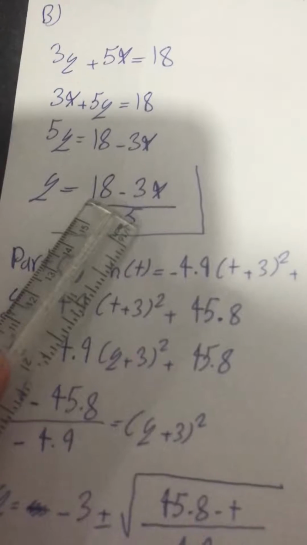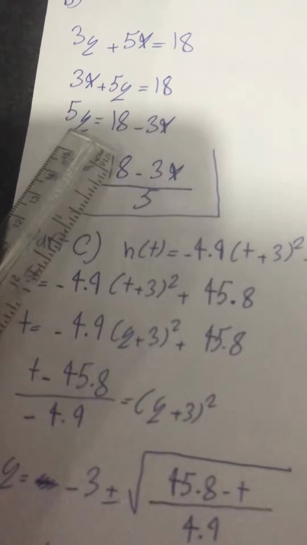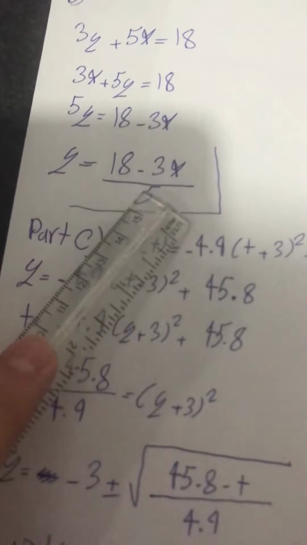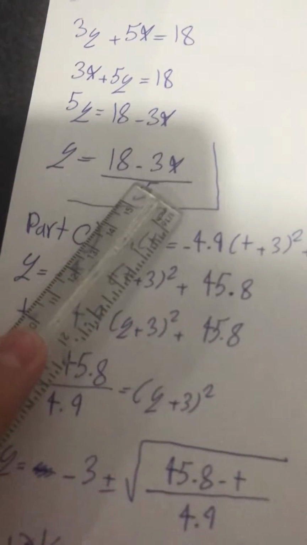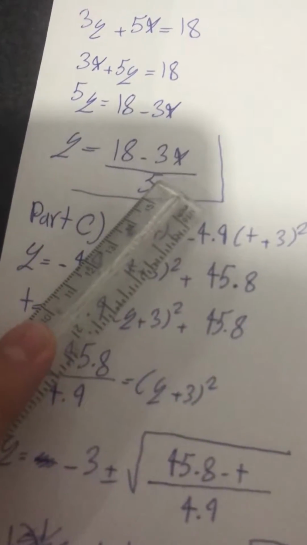And step 3 is divide the equation by 5. So we have the 5 here behind the y. We move it down here. So we put it here and this will be our final answer.